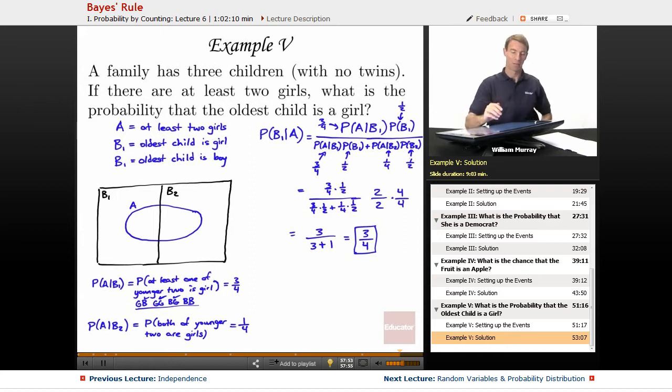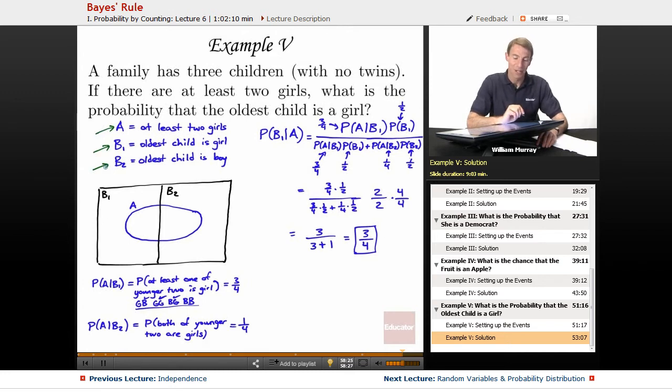So let me recap that problem here. We're given that there are at least 2 girls, so I'm going to set that up as my event A. We want to find the probability that the oldest child is a girl. So I set up one event for that, the oldest child being a girl. Oops, I see that I called that B1, and of course that should have been a B2. So let me change that. Probably get some good comments on this video saying, hey, you got the wrong B1 there. So I definitely should have made that be a B2.